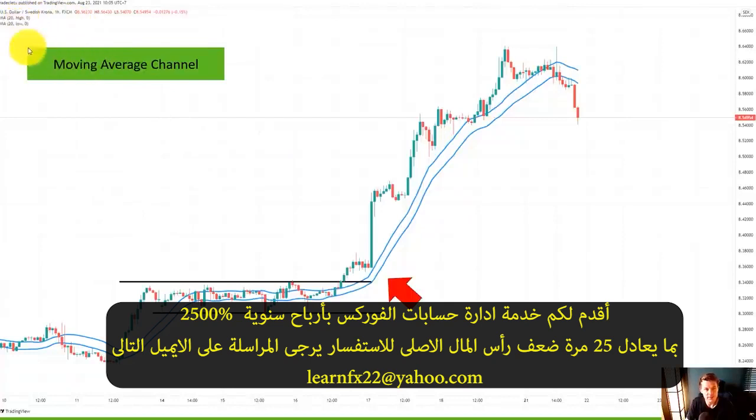I made videos about this in the past. This is a moving average channel. So I use 2 moving averages. Both are the 20 period. One is applied to the high, one is applied to the low. And then you have this channel, and the channel can never cross. It's always going to be a parallel channel.